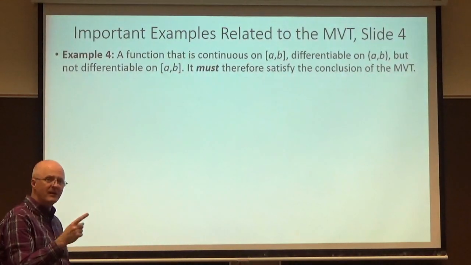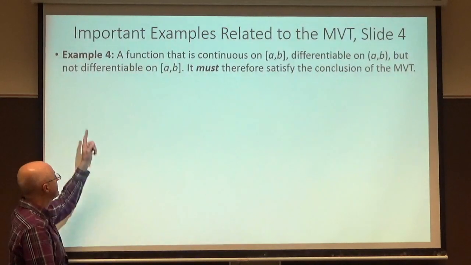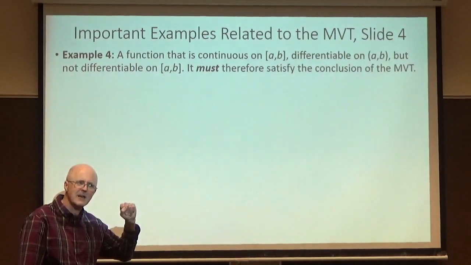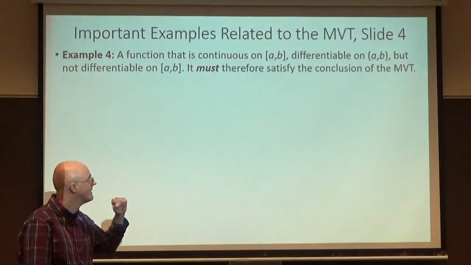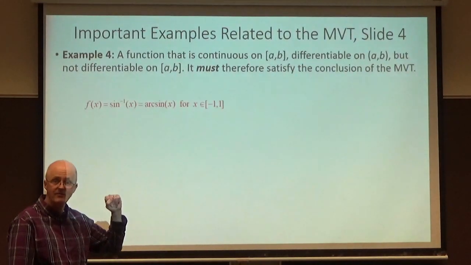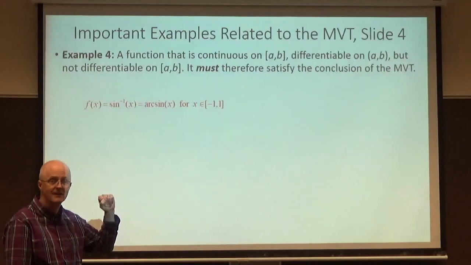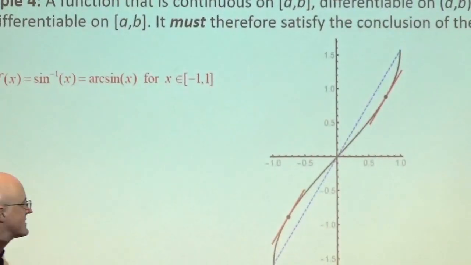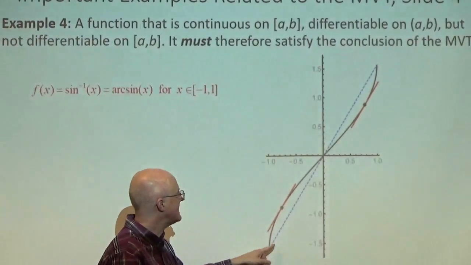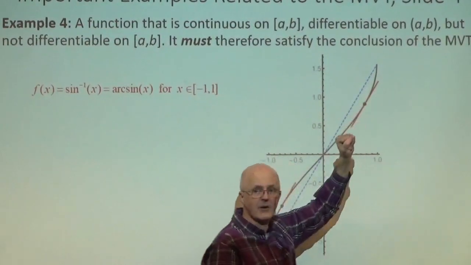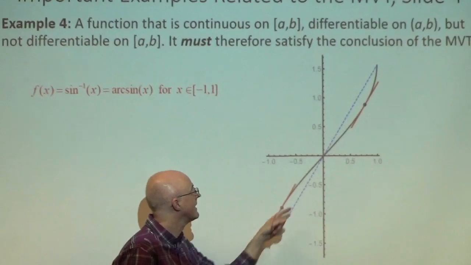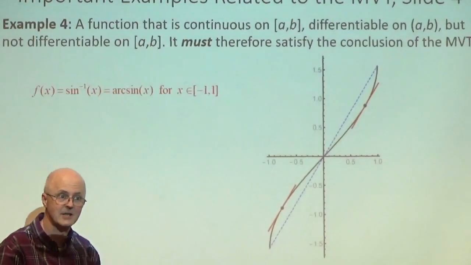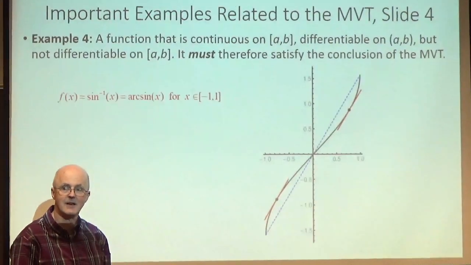I did make this one a little funny in the sense that I made it fail to be differentiable at the endpoints. How can you come up with such a function? The inverse sine function is such a function, actually. Its graph looks like this, and it actually does fail to be differentiable at the extremes of the graph, down here and up here, because the slope approaches infinity. The slope is undefined at those points.